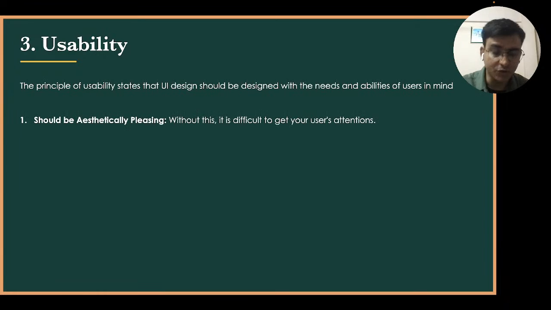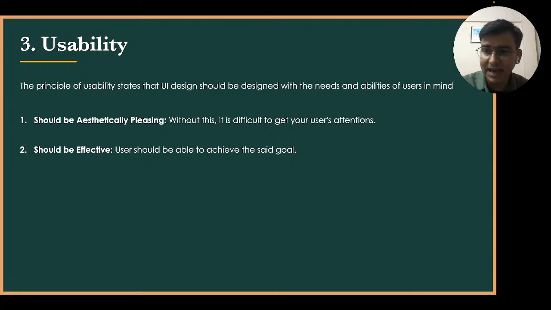There are five things which I generally look at while looking at the usability of it. Number one is that your design should be aesthetically pleasing, right? Without this, it is difficult to get your user's attention. It's also one of the principles which I talked about in session one, where we have three levels of design. The first one is the visceral level. So it talks about that.